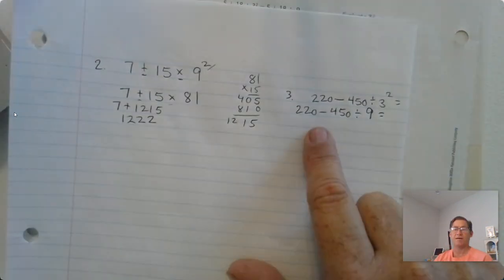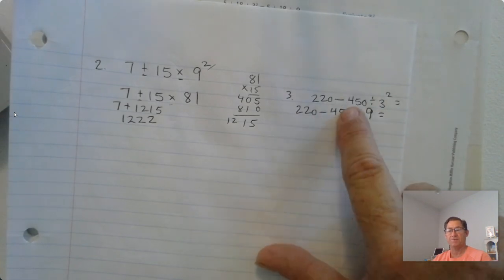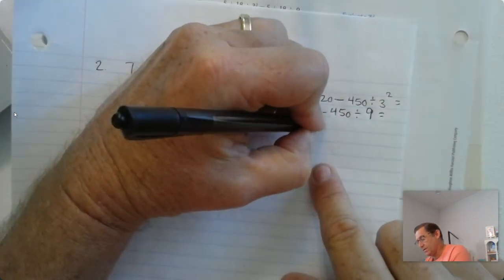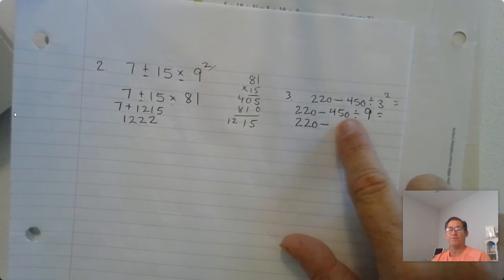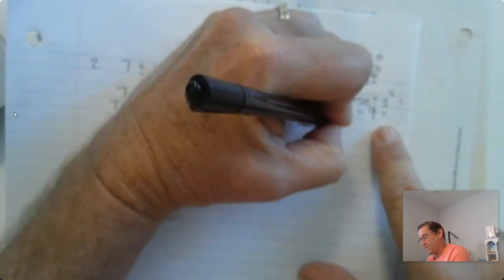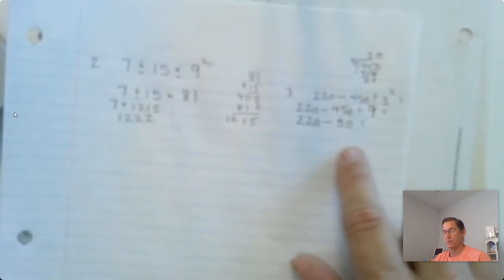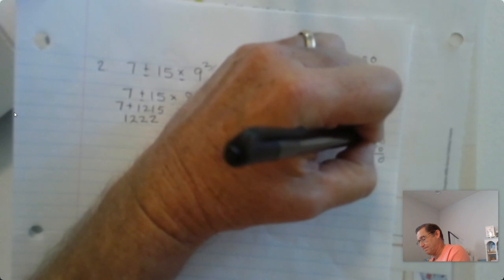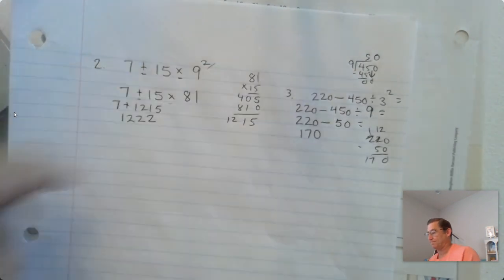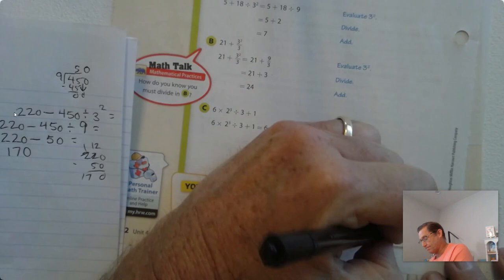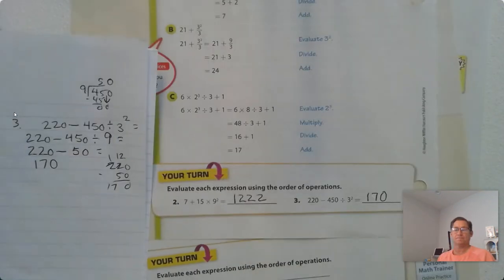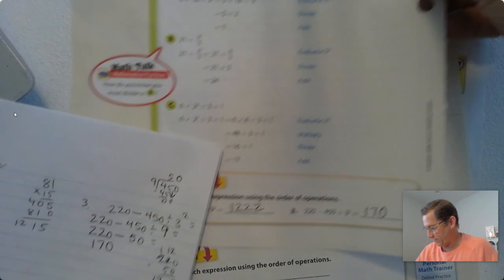Okay. Now we have subtraction and division. We're going to do division first. So we're not going to do anything with the 220 or the subtraction sign. So 450 divided by 9, which is 50. All right, so now we only have 220 minus 50. So just subtract. 170. All right, let's move on to 253.